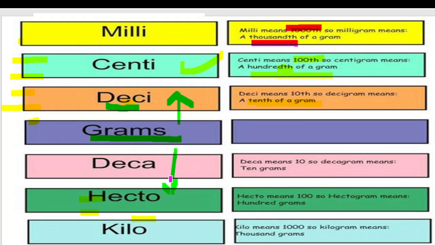Now deca will come forward. Deca means 10, so decagram means 10 grams. Hecto means 100, so hectogram means 100 grams. Kilo means 1000, so kilogram means 1000 grams.